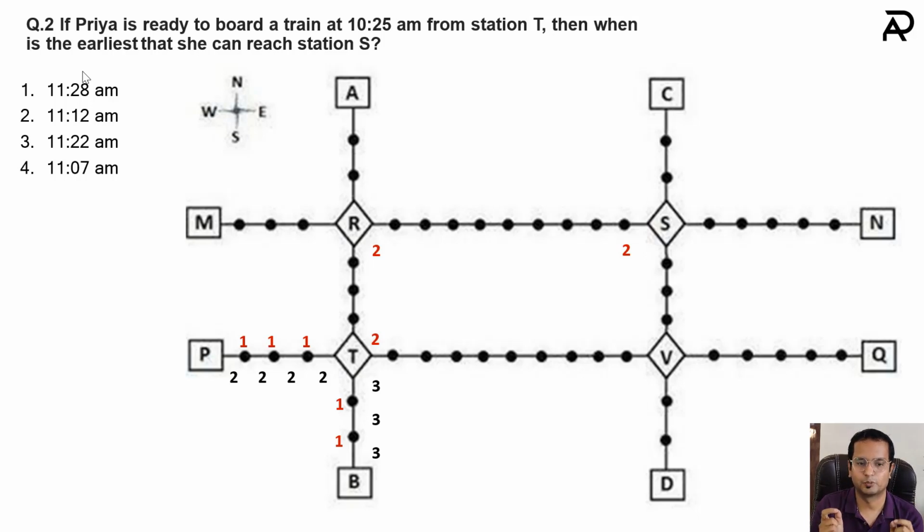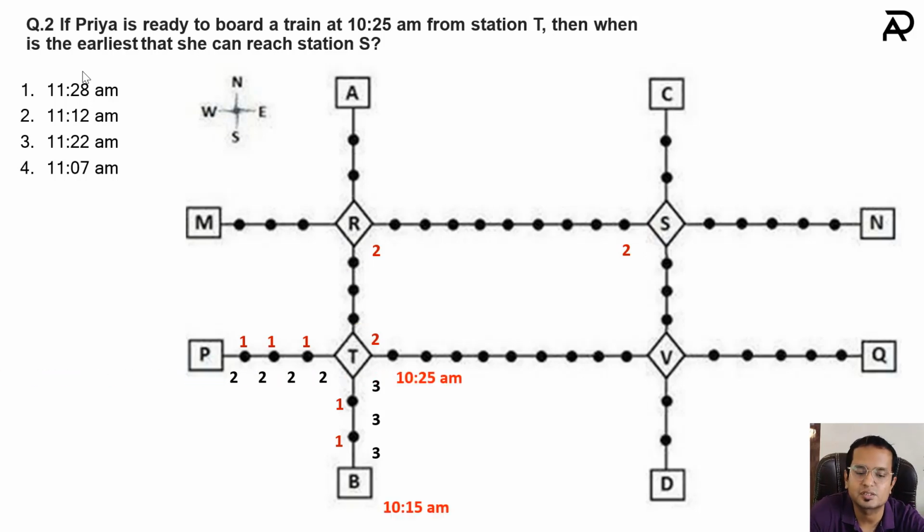If Priya is ready to board a train at 10:25 am from station T, then when is the earliest that she can reach station S? Interesting. She's not starting from a terminal station. She's ready at 10:25 am from station T. Let's start. So 10:25 am, Priya is at T.